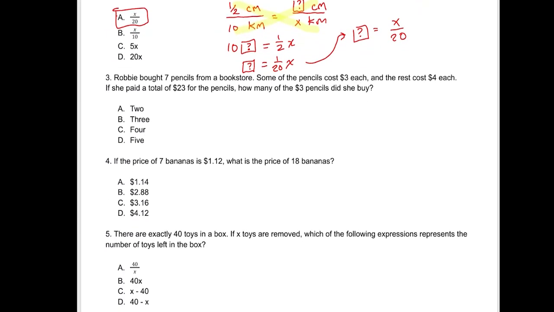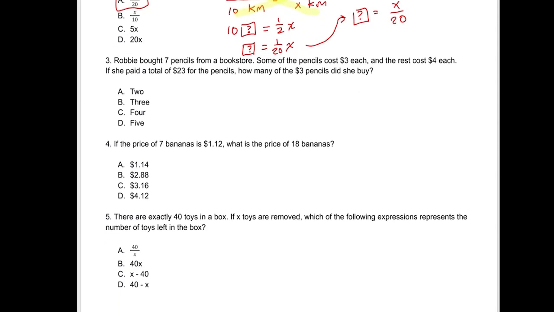Number 30 says Robbie bought 7 pencils from a bookstore. Some of the pencils cost $3 each, some expensive pencils. The rest cost $4 each. Geez, these are some fancy pencils, some Ticonderoga or whatever they're called. If she paid a total of $23 for the pencils, how many of the $3 pencils did she buy?